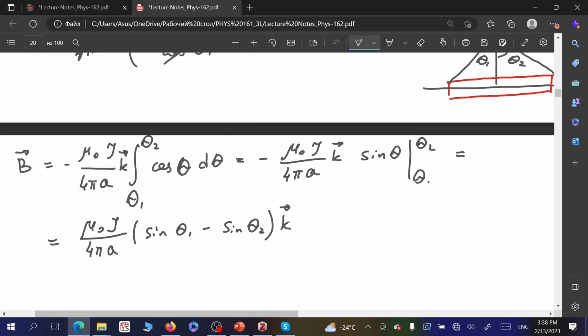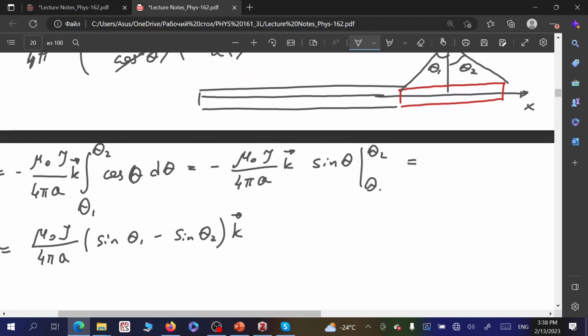Now let us consider a special case when this conductor is infinitely long. So what will it give us? If this conductor is infinitely long, let's say it goes very far, up to here, and goes in the other direction and doesn't even end. So what will be these angles theta 1 and theta 2, which define the infinitely far beginning and infinitely far end of this conductor? It will be pi over 2, like 90 degrees.